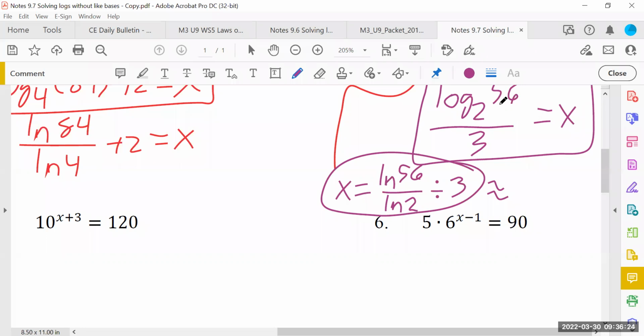So clear everything right now. Log of 56. Close the parenthesis, divided by log of 2. Close the parenthesis. You need to hit enter and then divide by 3, or you could have done it all in one step. Your answer is a little bit less than 2. So it's 1.9 what?